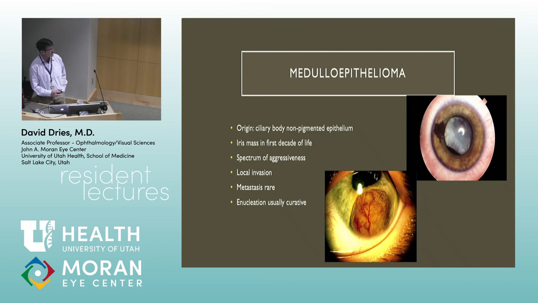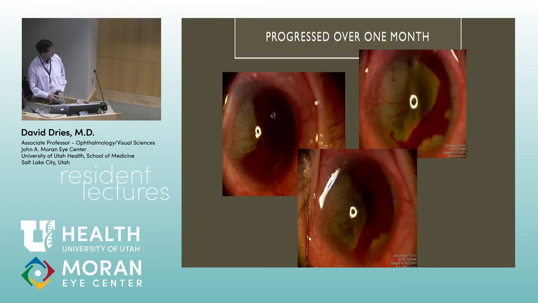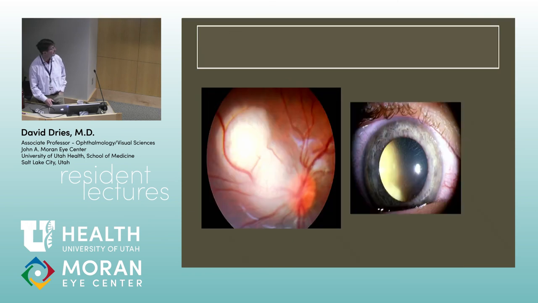flat, retroiridal growth. Here's just a circumscribed iris mass. Here's the one I saw, very unusual. This mass right here with hyphema, it grew quickly. This was an aggressive one. I wasn't sure what this was, but ultimately the path showed medulloepithelioma, and I enucleated it.